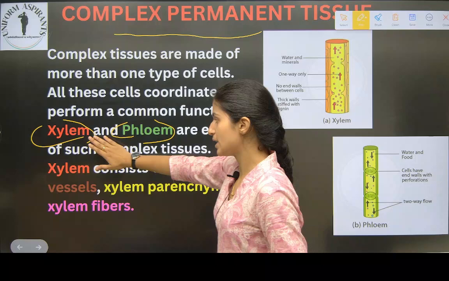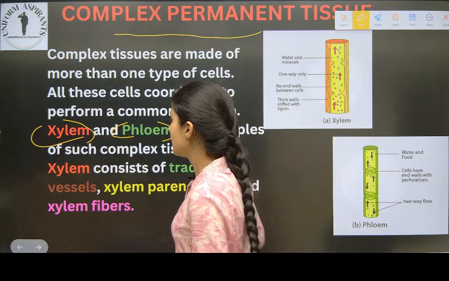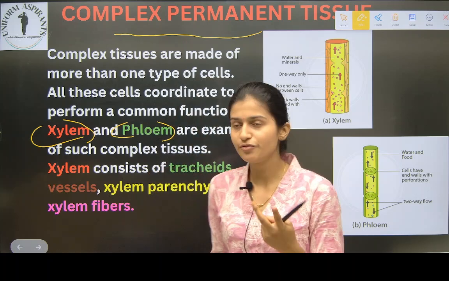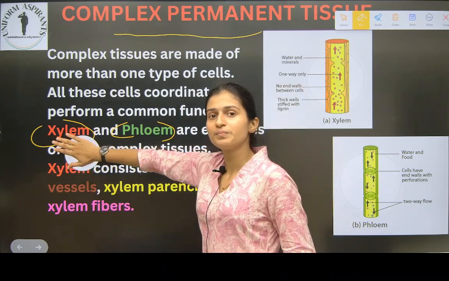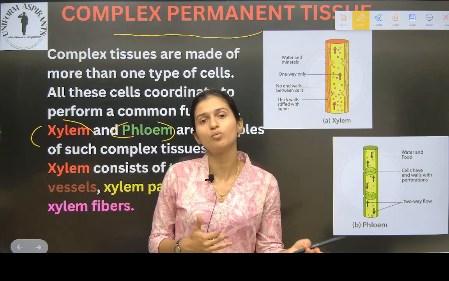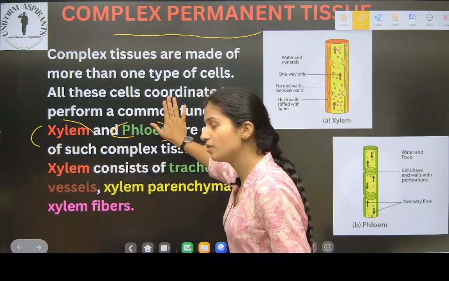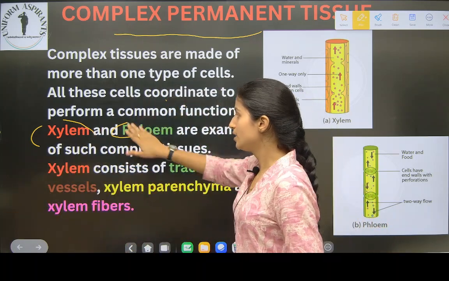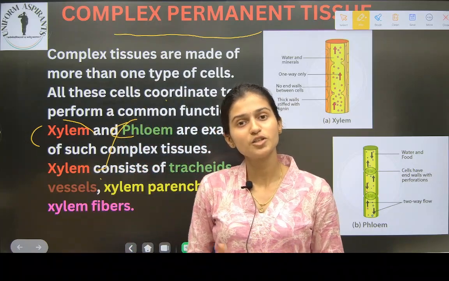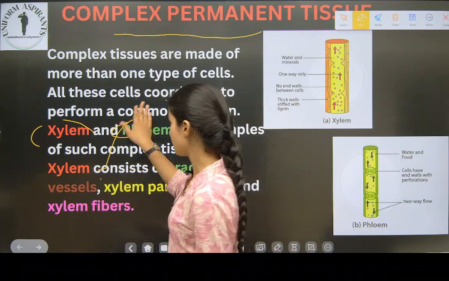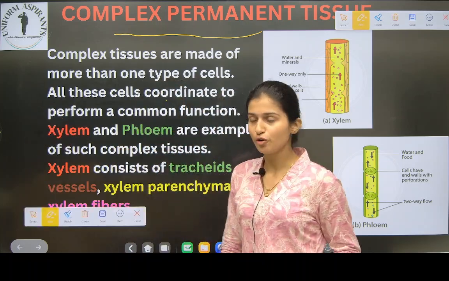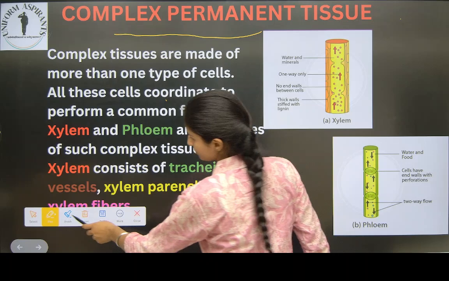So this is called xylem and this is called phloem. What is the work of xylem? Xylem transports water to the plant. And what is the function of phloem? It transports photosynthetic material to the plant. Okay, xylem and phloem.